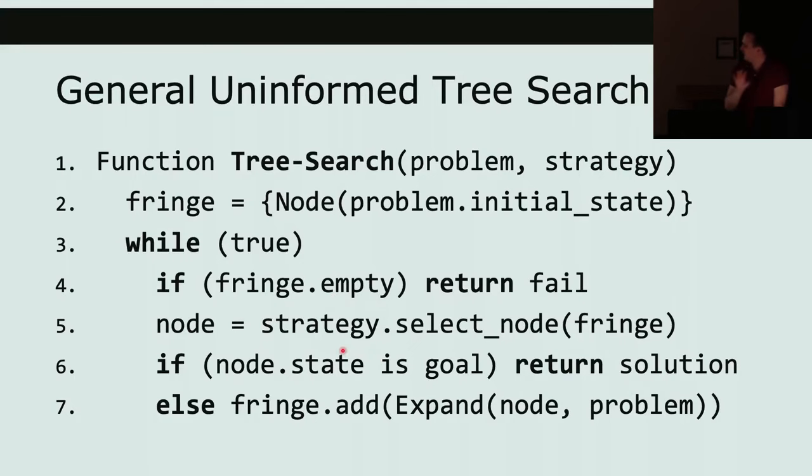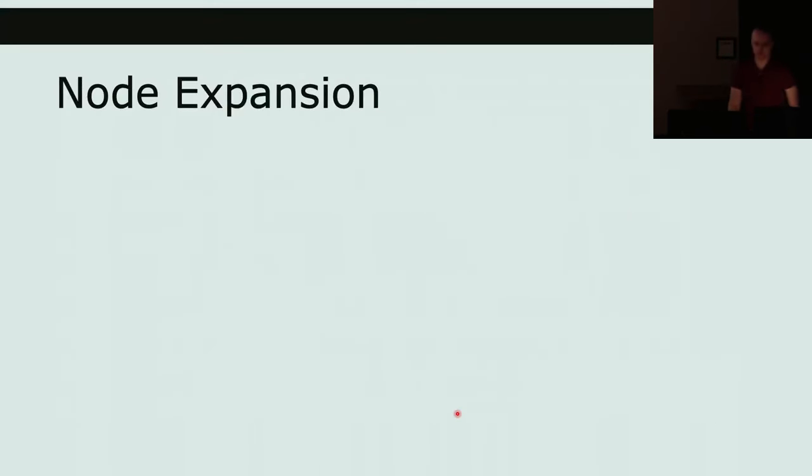If this current node is not the goal, however, then what we do is we add the expansion of that node to the fringe. So we're going to have this function called expand that's going to generate the next few nodes that we're going to add to the fringe. So let's look at that expand function just a little bit.